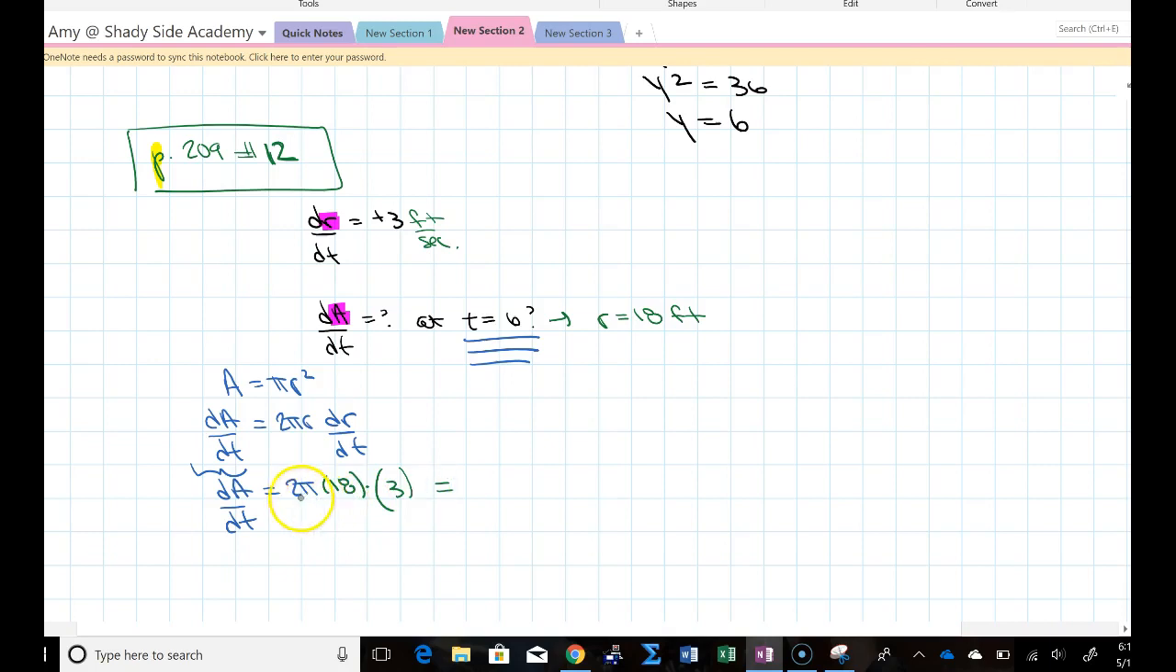At the end of the day, when I multiply out 2 pi times 18 times 3, what is that? 18 times 3, is that 54? 54 pi. Okay, what are the units here, everyone? This is the rate of change of the area of a circle. An area of a circle, if the radius is in feet, this is going to be square feet per second, right? Okay, that's a related rates question.